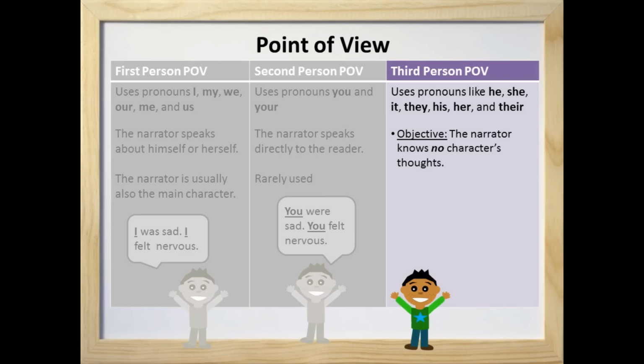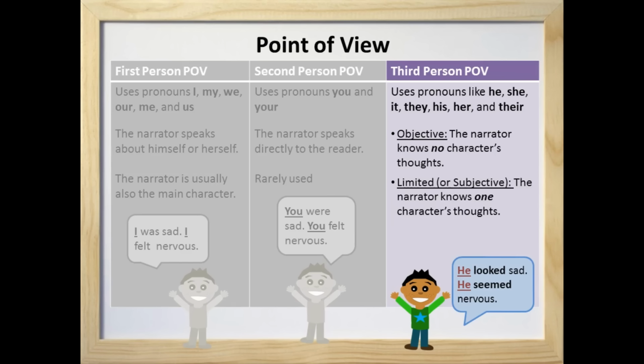Third-person objective point of view involves a narrator who knows no character's thoughts. For example, he looked sad, he seemed nervous. This narrator sees the boy, but he doesn't know how the boy feels or what he's thinking. In third-person limited point of view, also called third-person subjective point of view, the narrator knows one character's thoughts, but not the thoughts of other characters. For example, he felt sad, he was nervous, but his mother seemed calm. In this example, the narrator speaking knows the thoughts of the boy, but not the thoughts of the mom.